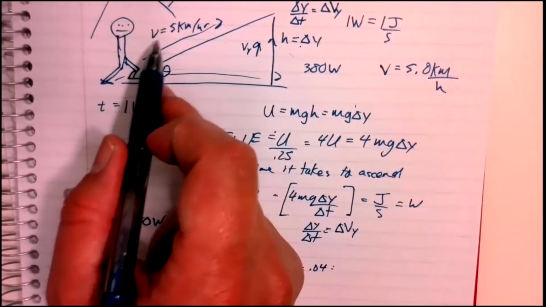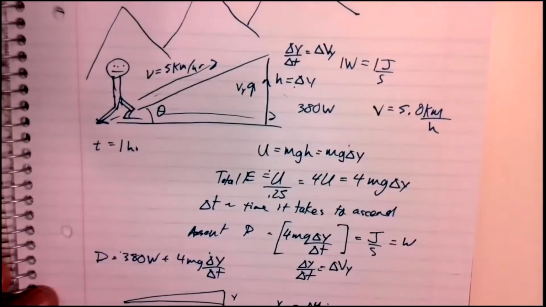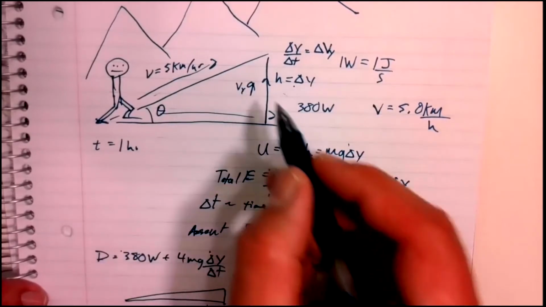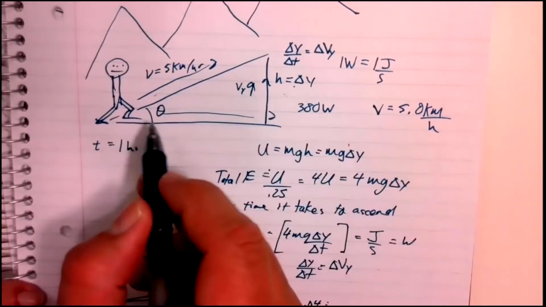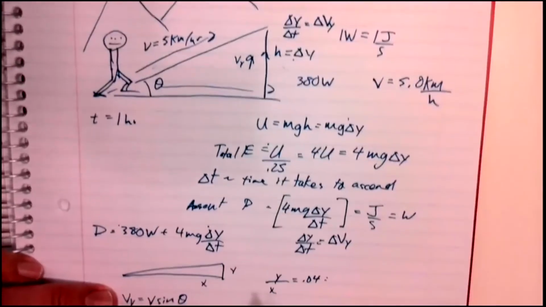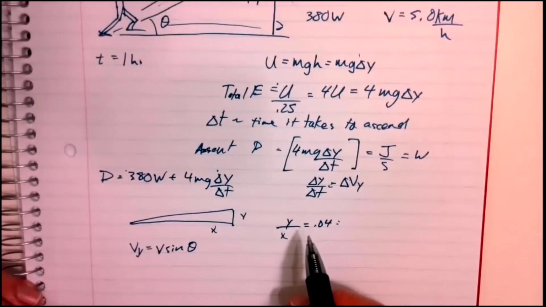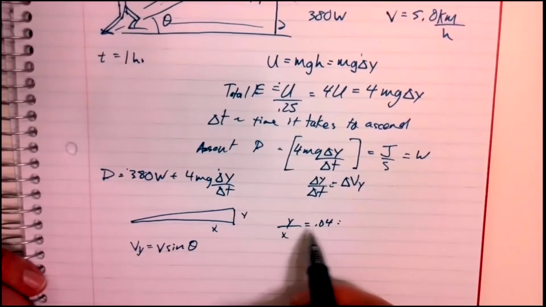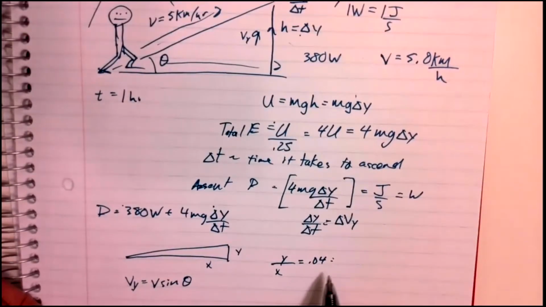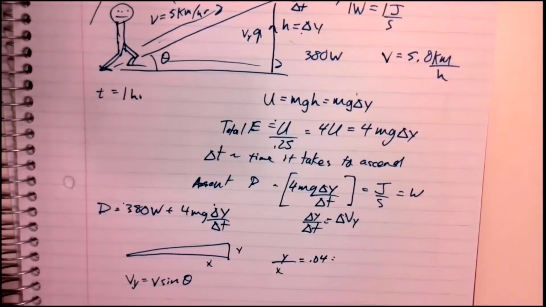Now I know what their velocity is this way. So now we've got a triangle. This is the hypotenuse of my velocity triangle, and what I'm after is this side over here. Now, how do you get the angle? The problem gives us the angle as a percentage, which means there's a slope of 4%. So our hill has a 4% slope, which is used in architecture sometimes, depending on the application.